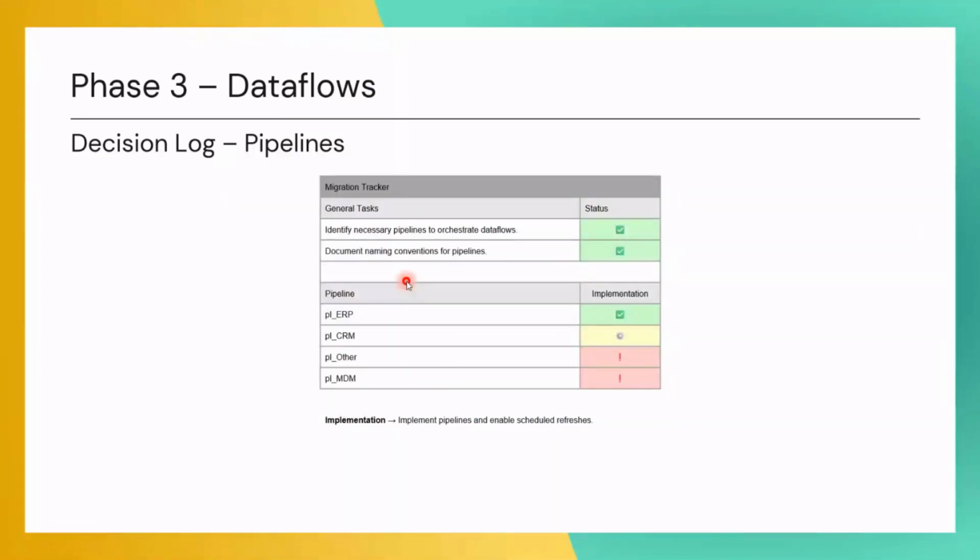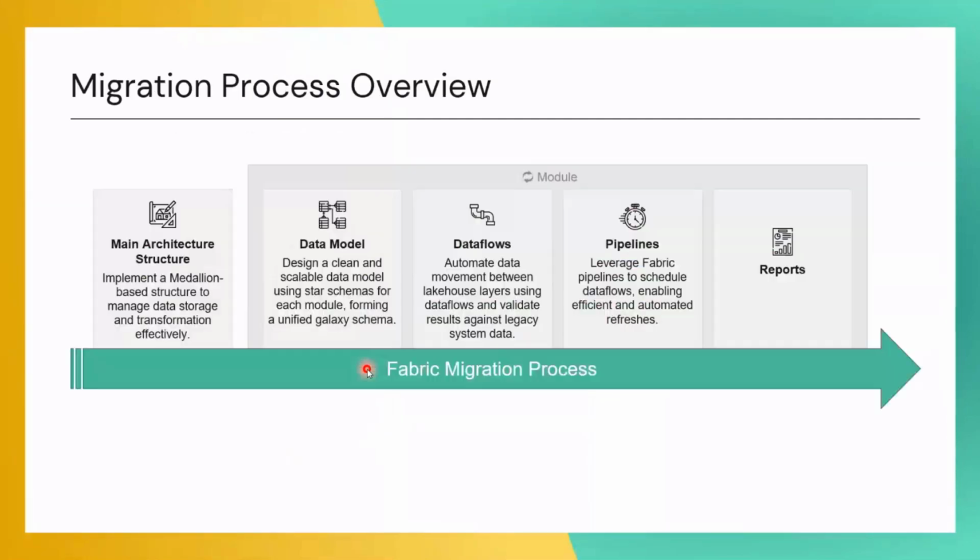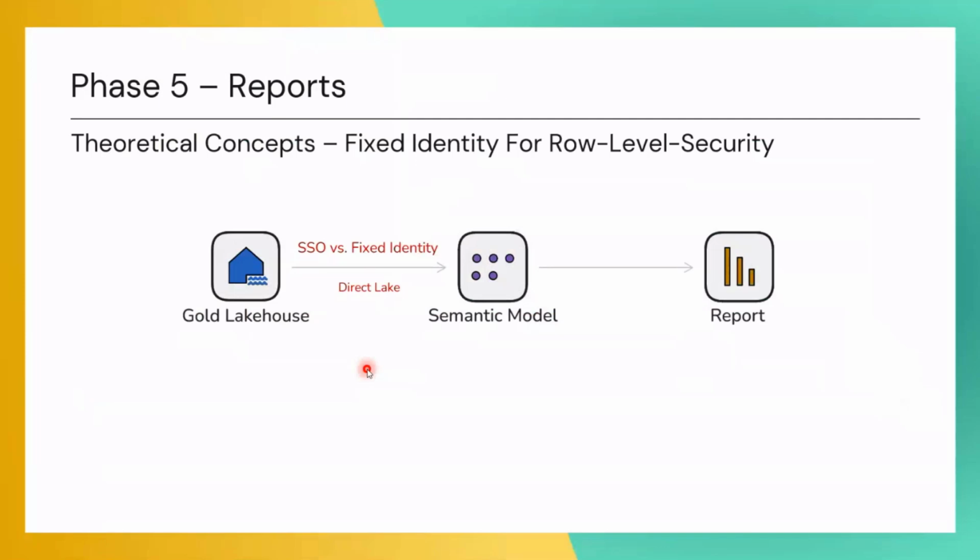So here we first need to identify the necessary pipelines to orchestrate data flows, and then document naming conventions, and then implement the pipelines one by one. To summarize, we leverage Microsoft Fabric pipelines to scale data flows, enabling efficient and automated refreshes. The reports are quite easy.